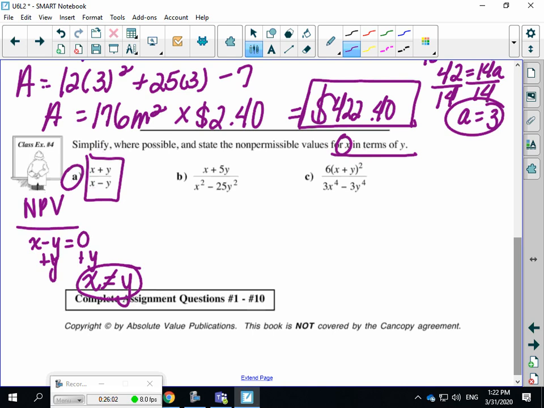Now look at B. x plus 5y divided by x squared minus 25y squared. So step number 1 is to factor.